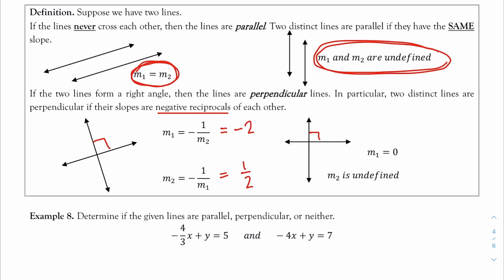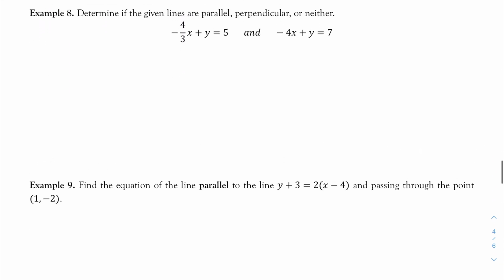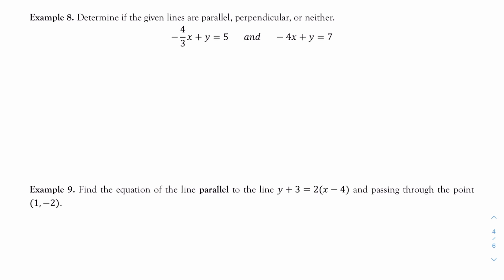With example 8, determine if these two lines that I've given you are parallel, perpendicular, or just two random lines without any really great relationship. I have two equations: negative 4/3 x plus y is equal to 5, and negative 4x plus y is equal to 7.